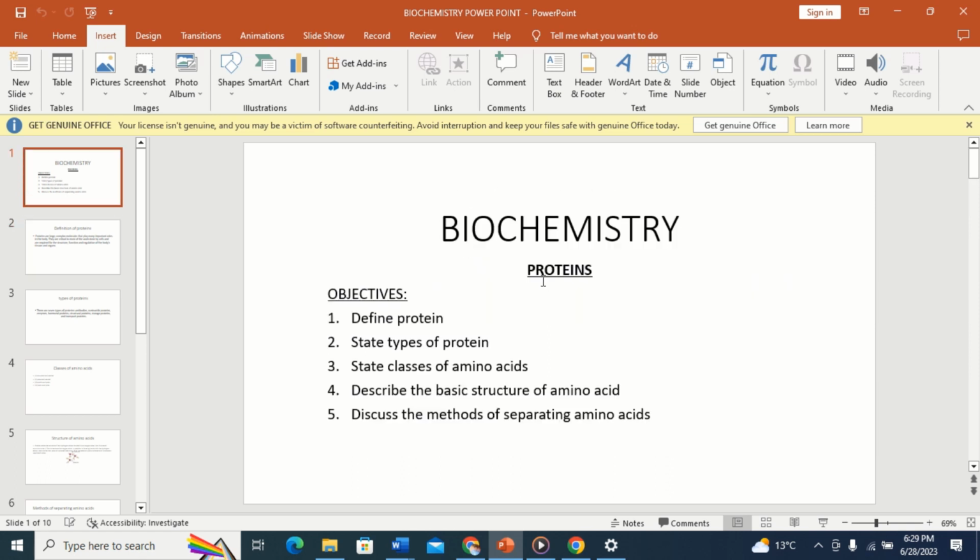So we are going to look at the biochemistry of proteins. Our objectives are: first, we are going to define proteins. Then we will look at the types of proteins. Then we are going to state classes of amino acids. Then describe the basic structure of amino acids, and the fifth objective is discussing the methods of separating amino acids. Are we together?